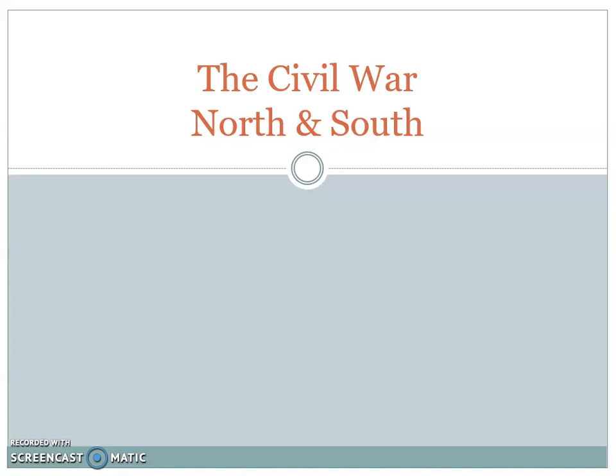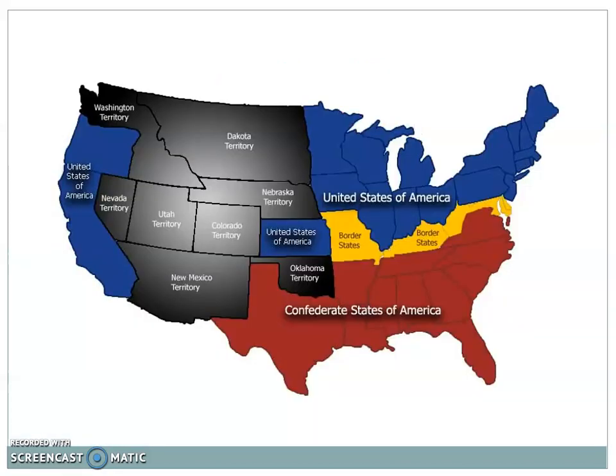The Civil War, North and South, Part 1. The South during the Civil War was called the Confederate States of America, or simply the Confederacy, or the CSA. Here's a map that shows the Confederate States of America. It consisted of 11 states of the Deep South.